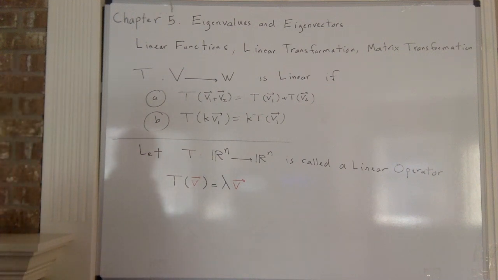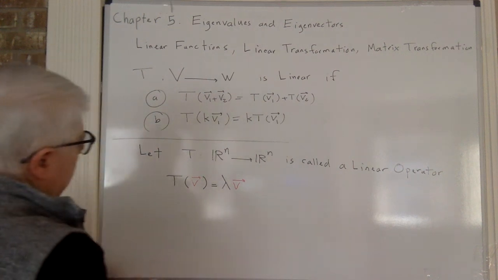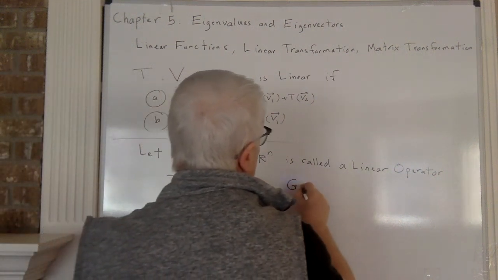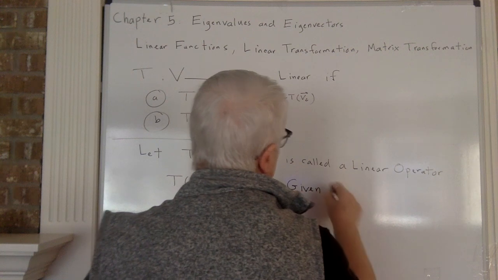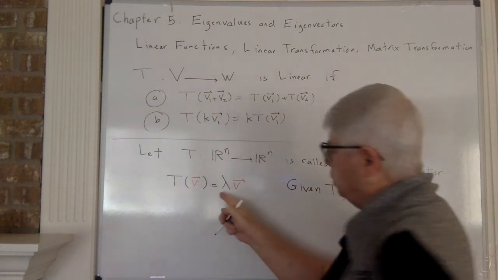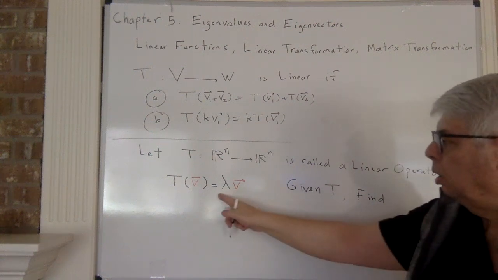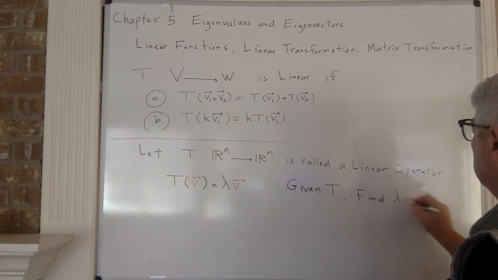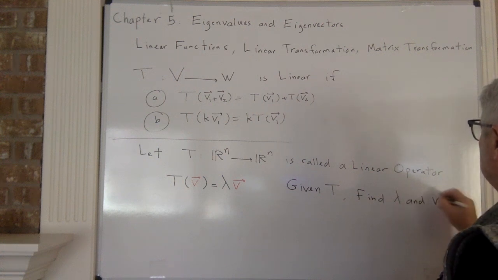So what is given here? So if this is a problem, let's say this is given to us and says find V. But it's not just finding V. What is missing here? So we are given T, fine. But as you see, there are two unknowns here. It's not just V, it's also lambda. Find lambda and V.